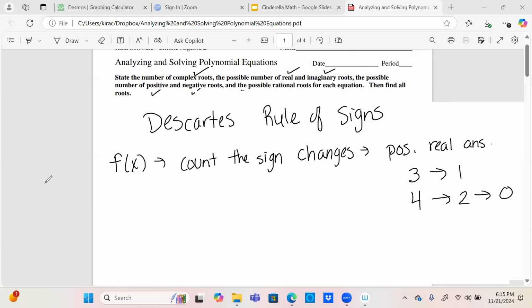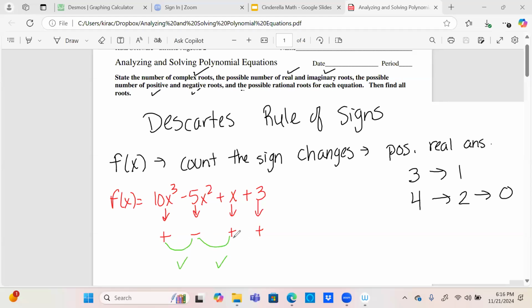So let's say, just real fast, we have a function 10x cubed minus 5x squared plus x plus 3. So what you want to do is you say, okay, he's positive, negative, positive, positive. How many sign changes do we have? 1, 2, and then that one did not change. So this would have 2 or 0 positive real solutions or roots or whatever you call them. Okay? That's how many positive.